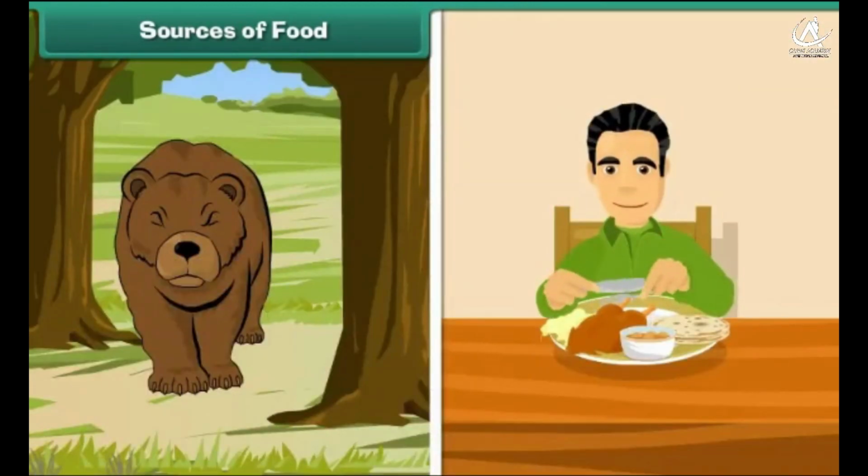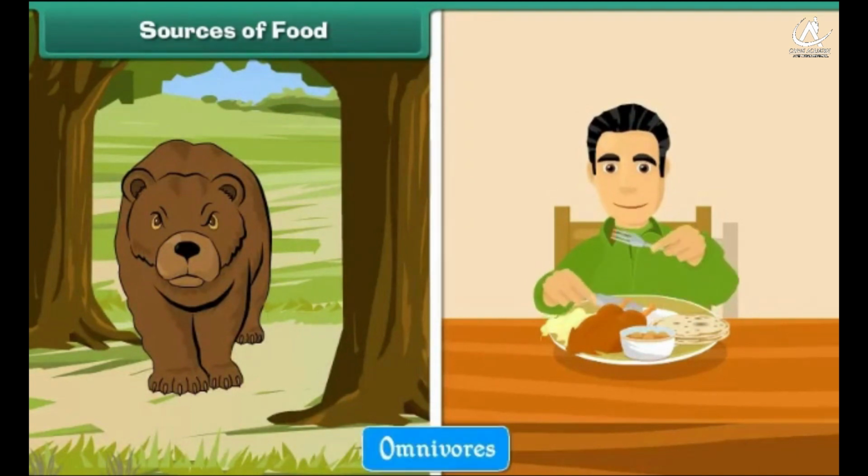Some animals get their food from both plants and animals. They are called omnivorous. Bears and humans are examples of omnivores.